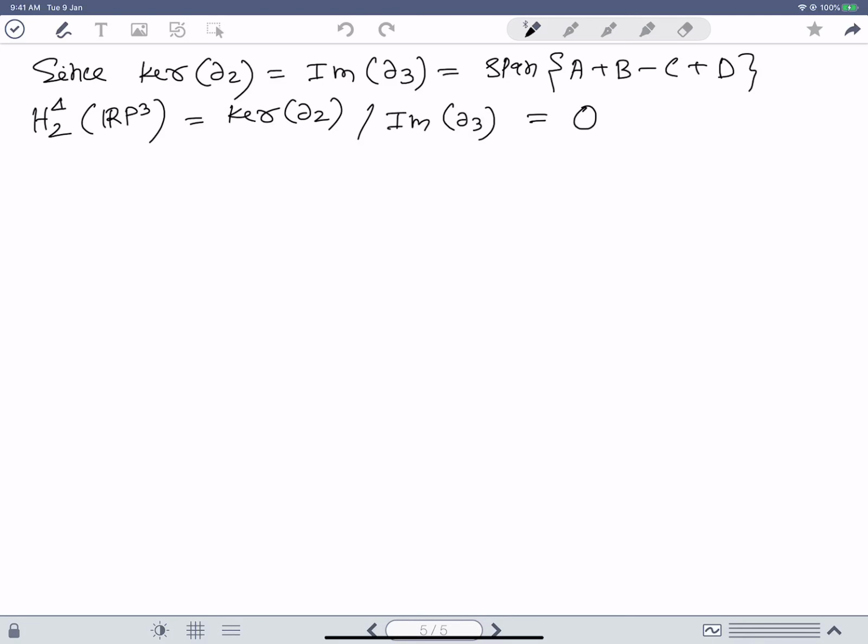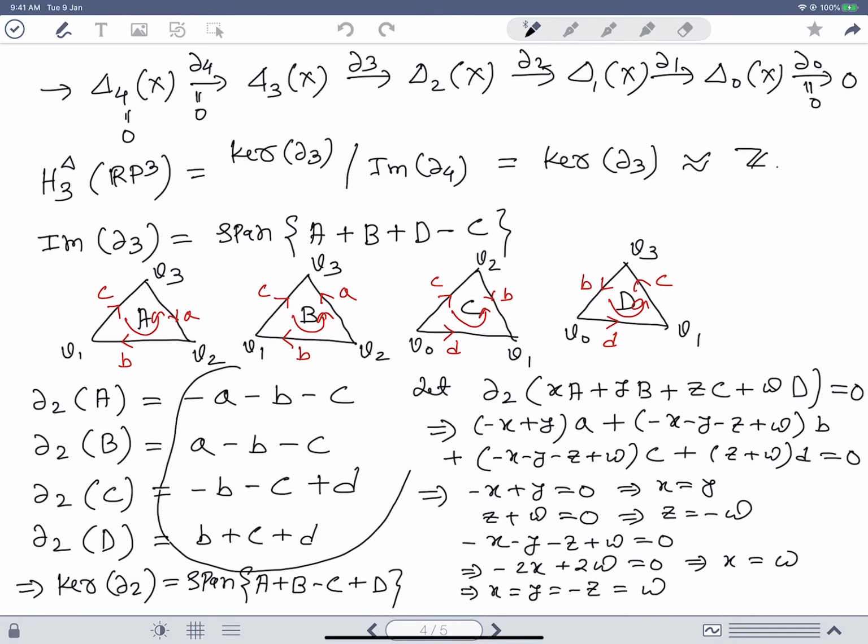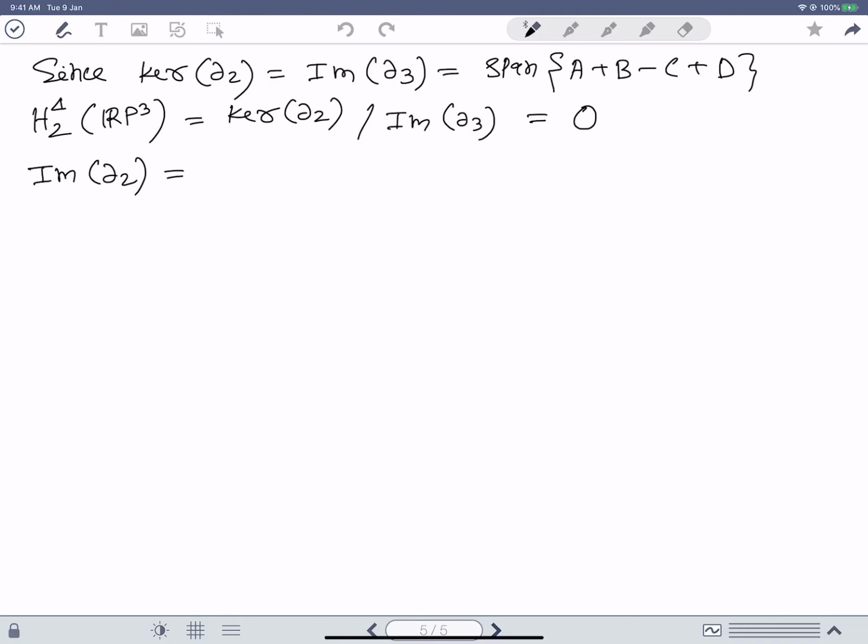Now if you look closely, what is my image of delta 2? The image of delta 2 is this one, right? So we will have the span of minus A minus B minus C, A minus B minus C, D minus B minus C, B plus C plus D. Now we find the kernel of del 1.